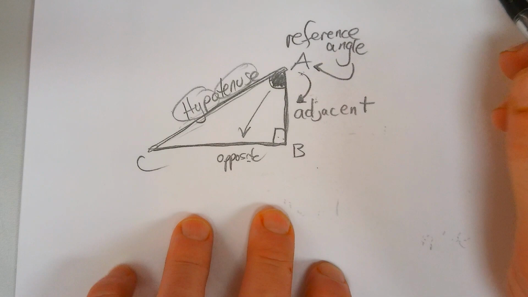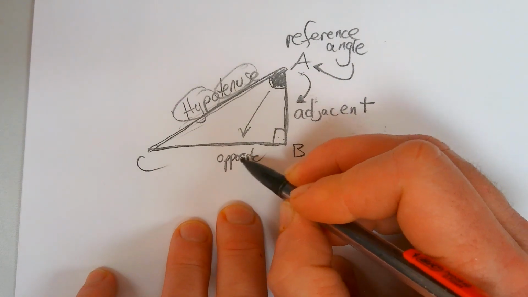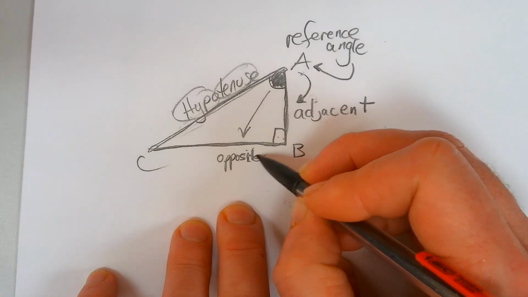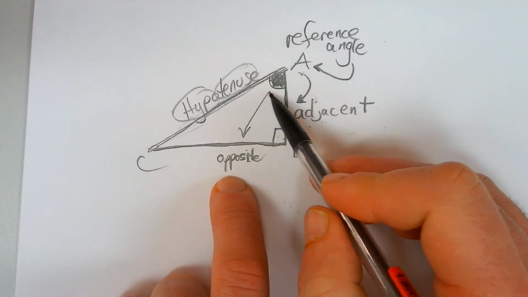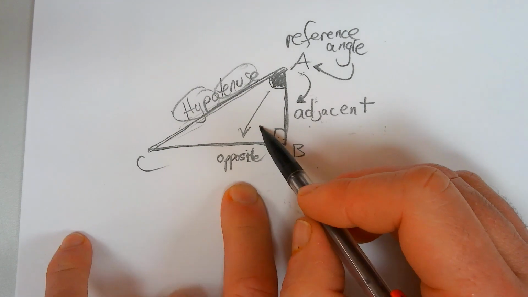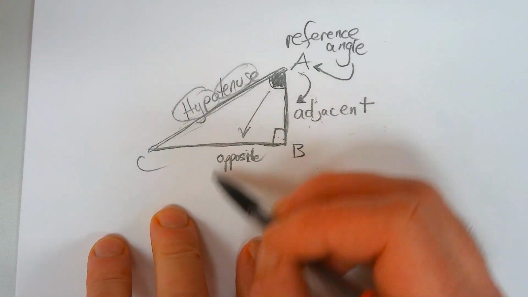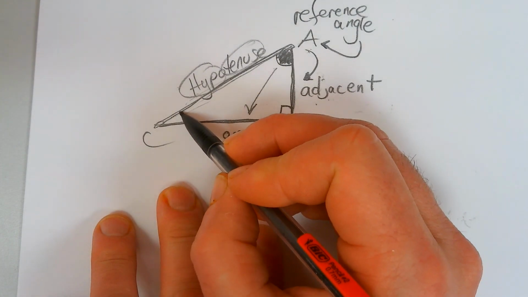That means right next to it. So if you and your friend are standing adjacent to one another, you'd be standing right next to each other. That's what the word adjacent means. And then that's the opposite. But wait, what if we were viewing things from C's point of view?